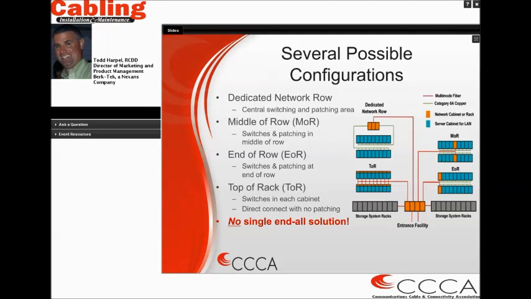One of the more recent introductions in the architecture was the top-of-rack configuration, in which the switches are now located at the top of each rack or cabinet of servers, and there's a direct connection between the switches and the servers, and then all of those switches are connected back to your core network via optical fiber. But the point I want you to walk away with today is that there really is no single end-all solution. None of these architectures is always right for every data center, and we're going to look at the different configurations and their pros and cons.